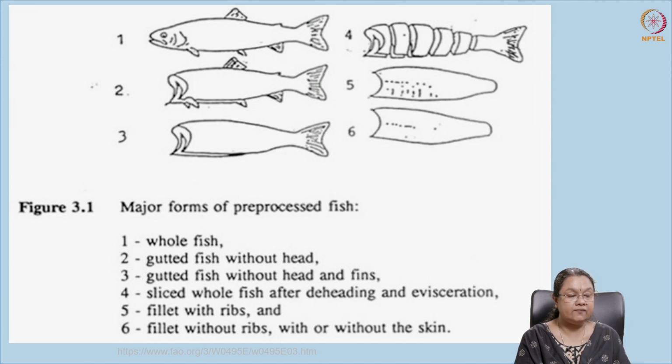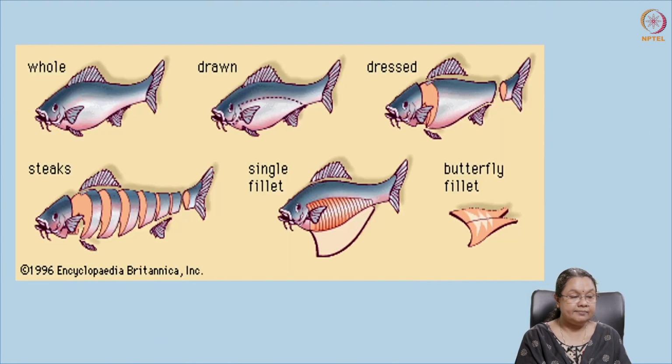So these are the different forms of pre-processed fish that can be marketed or that can enter into the processed section. And this is the same figure. We have a few more points here. So this is fillet, here there is a single fillet, and this is a butterfly fillet where you maintain the midrib. Along the midrib it is cut into two and it is called butterfly fillet.